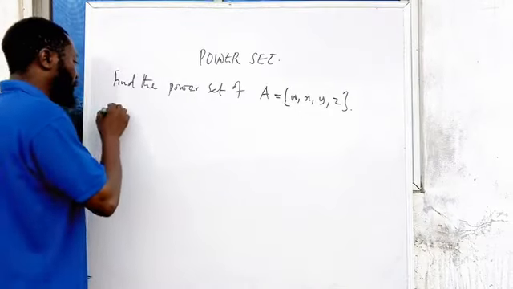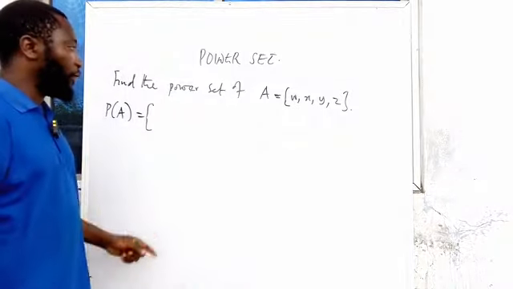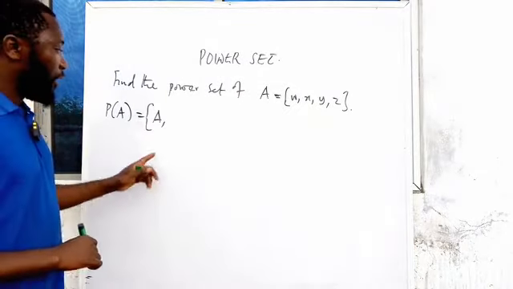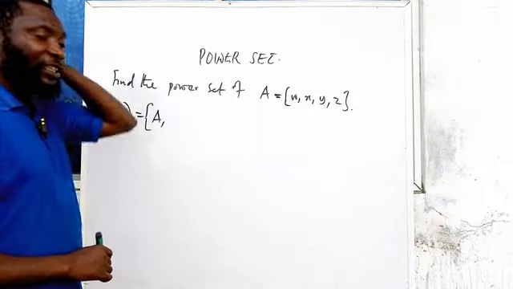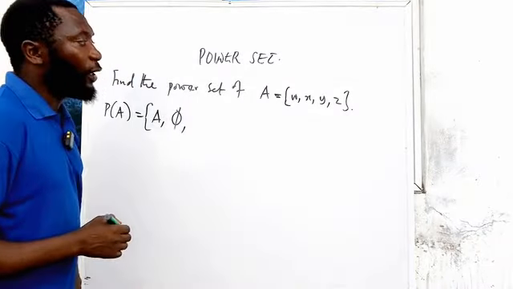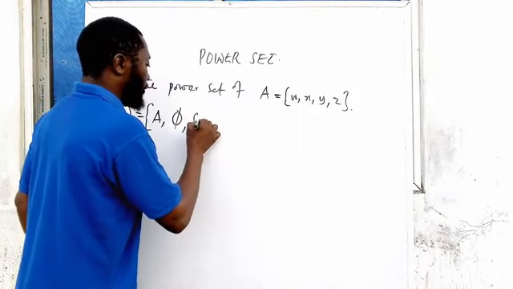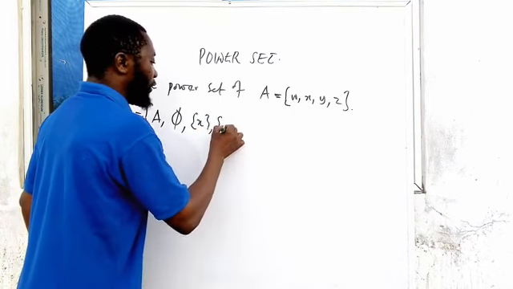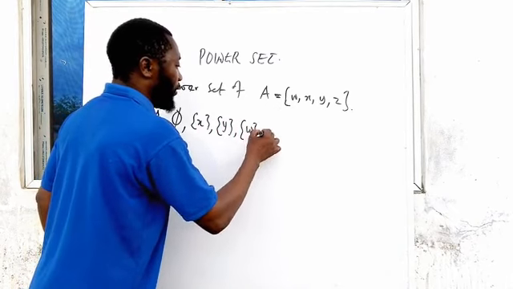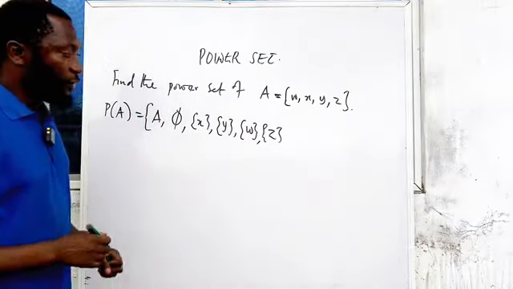So the first subset of this set A is A itself. Another subset is the empty set. So that is 2. Then another one is when you take each of these elements one at a time: a set that contains X, another set that contains Y, another that contains W, another that contains Z. So now we have this.